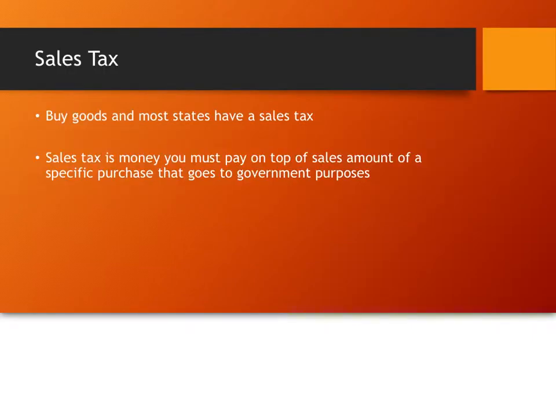So, as most of you know, anytime you want to buy goods in most states, you'll have to pay what's called a sales tax. It's just money you pay on top of the sales amount of a specific purchase that goes to the government. So, for instance, Michigan has a 6% sales tax on most goods.